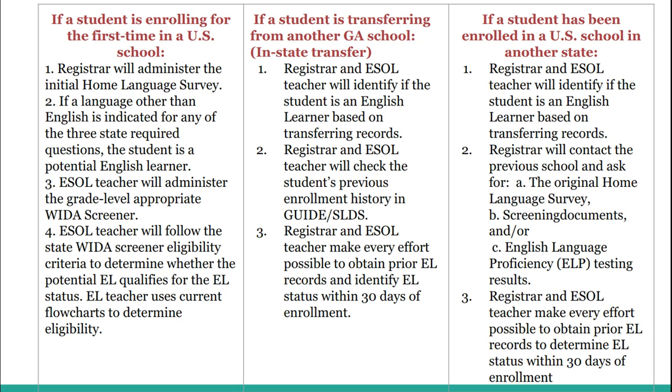The final column is if a student has enrolled in a U.S. school from another state, an out-of-state transfer. Number 1, the registrar and ESOL teacher will identify the student as an English learner based on transferring records. 2, the registrar will contact the previous school and ask for the original home language survey, any screening documents, English language proficiency or ELP testing results. 3rd, the registrar and the ESOL teacher make every effort possible to obtain prior EL records to determine EL status within 30 days of enrollment.